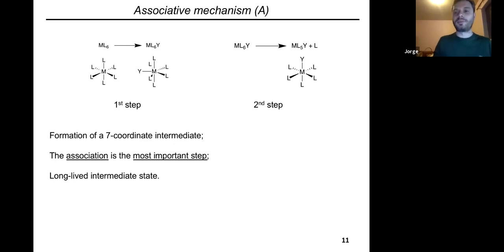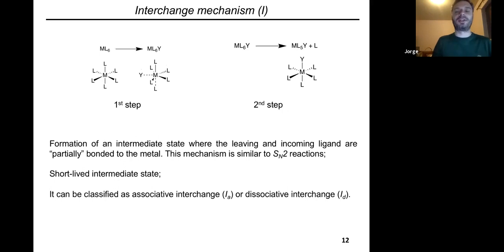And now let's move on to the third mechanism, and this is the interchange mechanism represented by the letter I. So the interchange mechanism is different, of course, from the other two that I showed you. And in this kind of mechanism, there is the formation of an intermediate state where the leaving and incoming ligands are partially bonded to the metal.